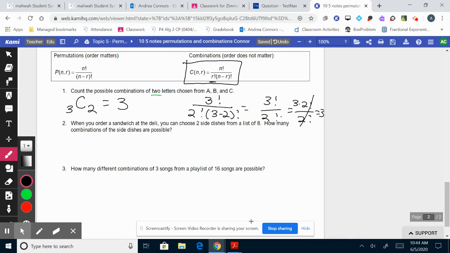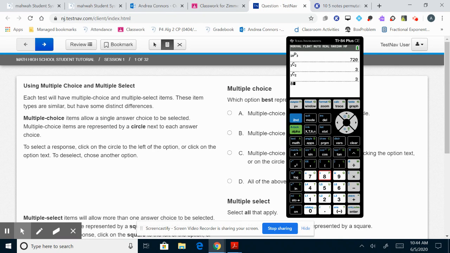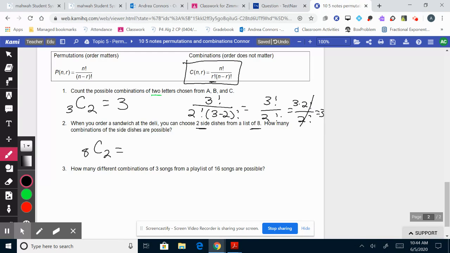So when you order a sandwich at the deli, you choose 2 sides from a list of 8. So it's 8 choose 2. So I go to my graphing calculator, 8, math, probability, 3, 2. So it'd be 28.